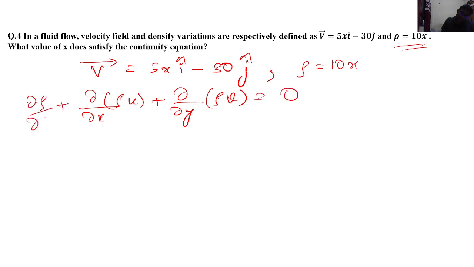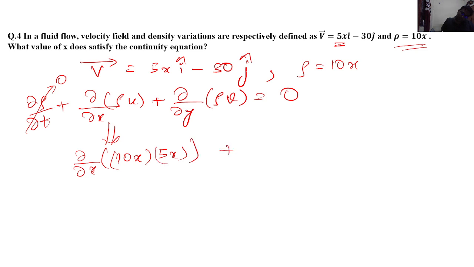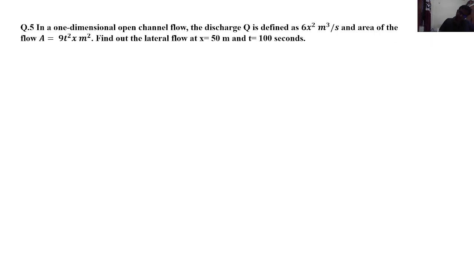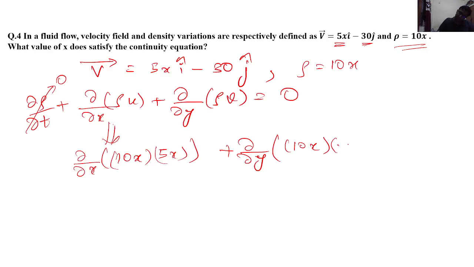There was another term, del rho by del t, but we can just take it as 0 because rho is not expressed in terms of time. So the first term is del by del x of rho. Rho is 10x and the u component is 5x, plus del by del y of rho. Rho is 10x and the v component of the velocity is minus 30, equal to 0.